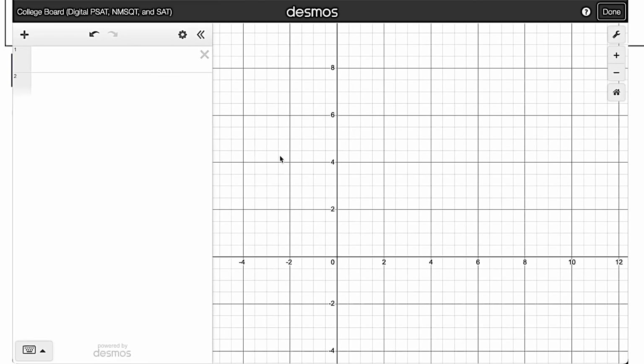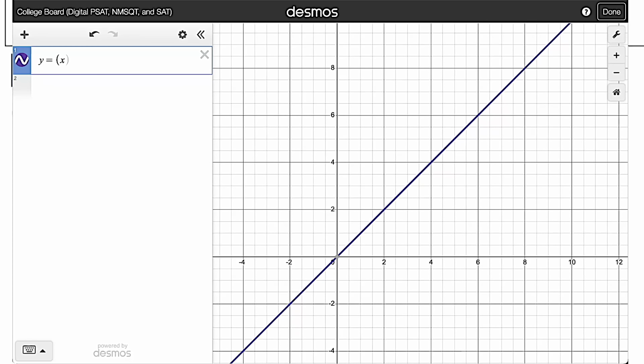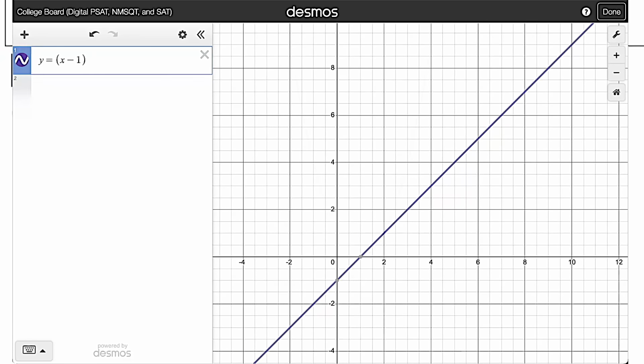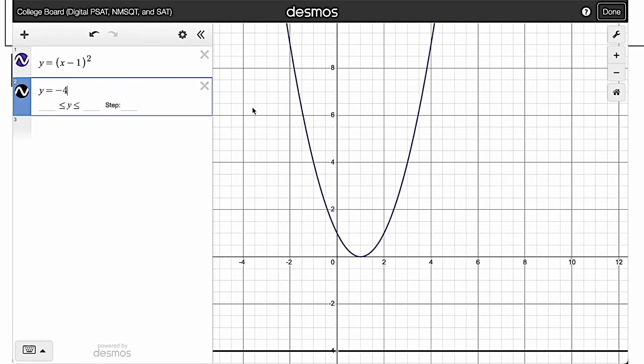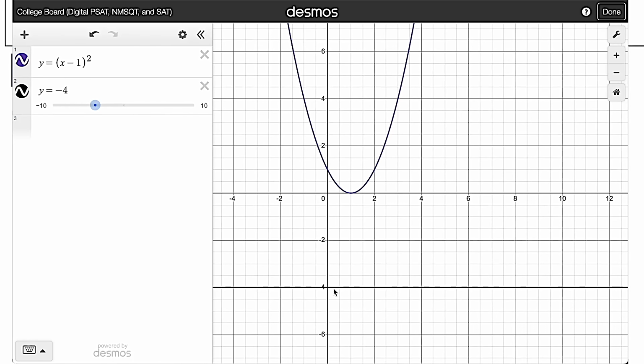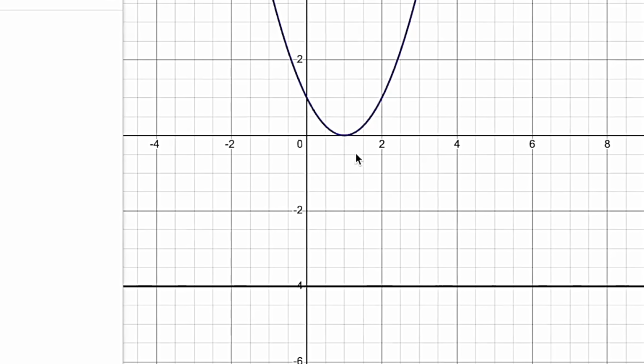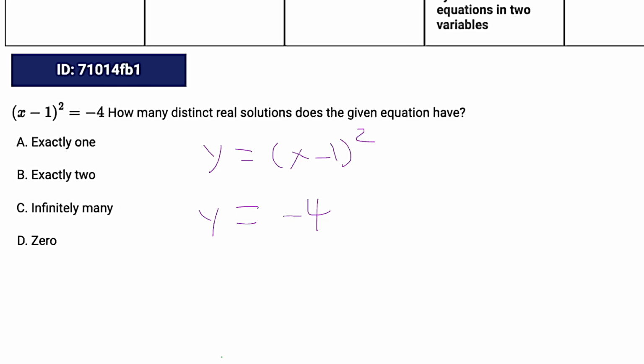So open up Desmos, y equals x minus 1 squared, y equals -4. So number of solutions, 0. The line is down here, the parabola's up here. They're never going to touch, so number of solutions would be 0. Our answer is D, the power of Desmos.